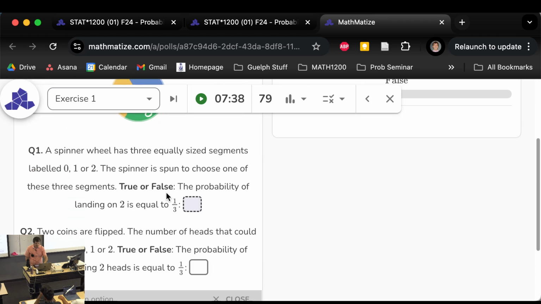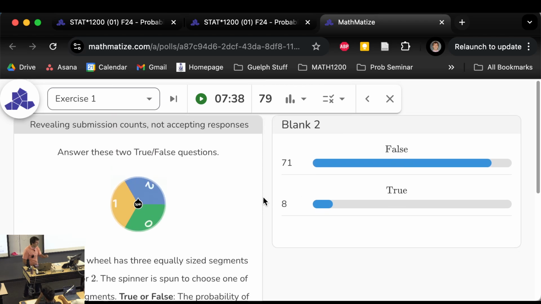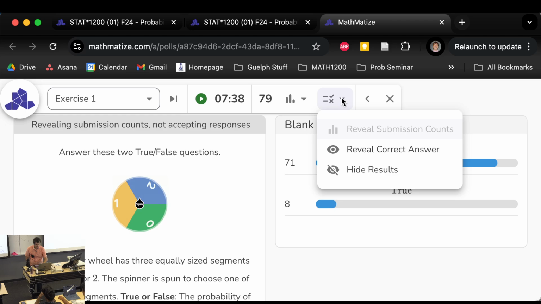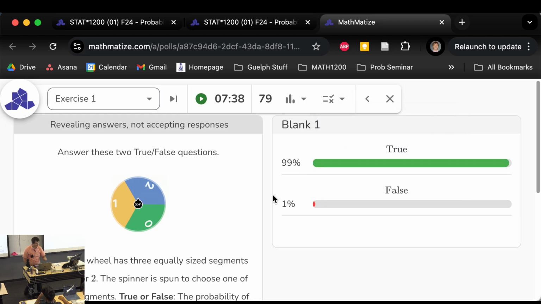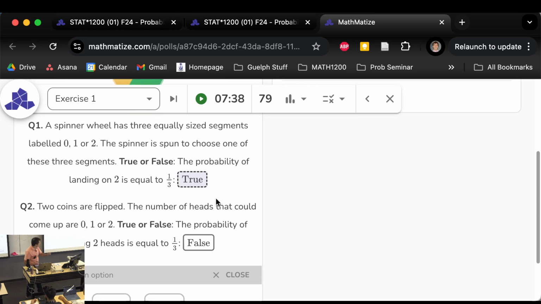Great job. What about the heads? On the heads, 71 people picked false, and only 8 people picked true. And once again, you guys got it right. So very well done. Everyone figured this out. The point of this question is to show you that just because you have the outcomes 0, 1, 2, you might have two different probabilities.